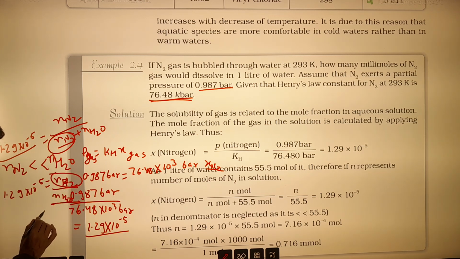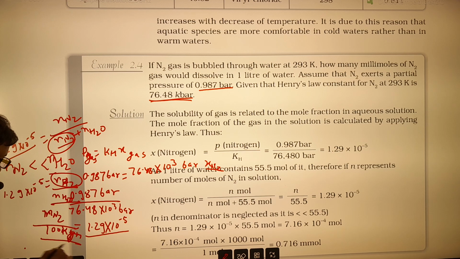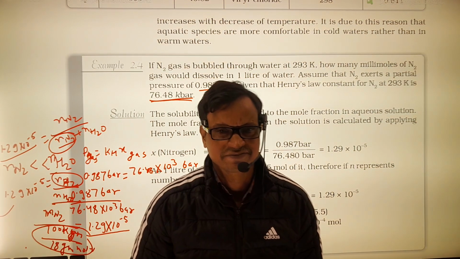And how much is this? For the number of moles of water, 1 liter of water means 1000 gram of water, upon the molecular weight of water, 18 gram per mole. So that will be 55.55 here. So the number of moles of nitrogen you can find out very easily. Okay guys.